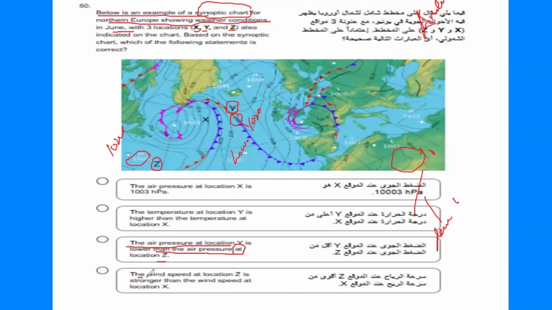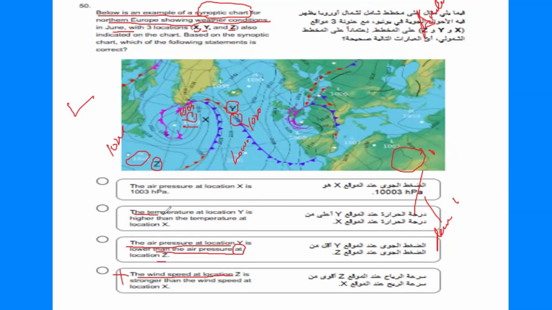Then it says the wind speed at location Z is stronger than X. Now, this shows how much? 1003, right? And the letter L you can see here. L means what? Low, right? I'm marking it. So this option is wrong.